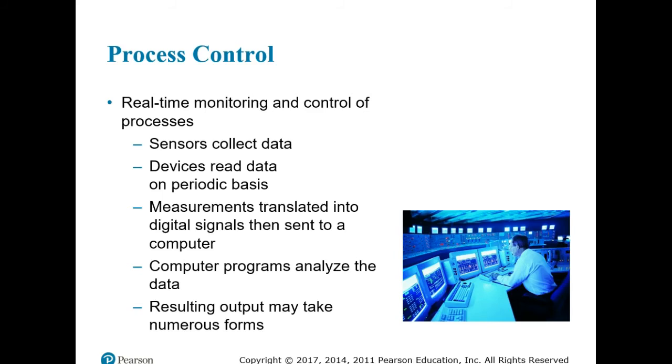Now, process control systems operate in a number of ways, but the following are your typical ways. Sensors collect data, which is read on some periodic basis, perhaps once a minute or even per second. Measurements are translated into digital signals, which are transmitted to a computer. Computer programs read the file and analyze the data. And then the resulting output may take numerous forms. These include messages on computer consoles or printers, signals to motors to change valve settings, warning lights or horns, or statistical process control charts.